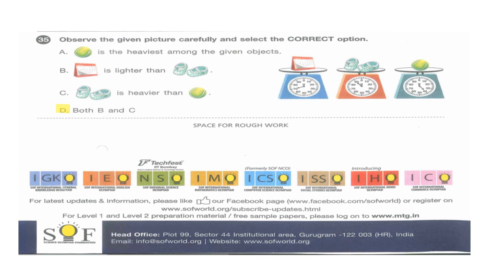And C says shoes is heavier than tennis ball. So the weight of the shoes is 90 gram. The tennis ball is 40. Then C is the correct statement because 90 is heavier than 40 grams. So answer is both B and C, which are the correct statements.